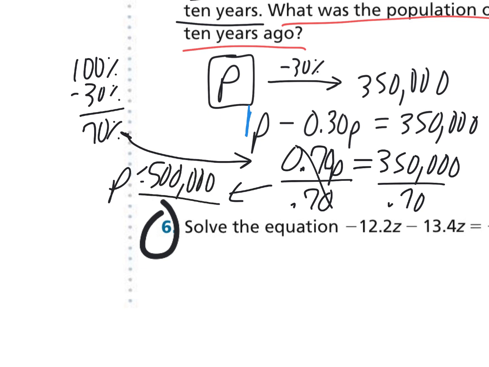We had 500,000, we lost 30%. That gave us then 350,000 people.